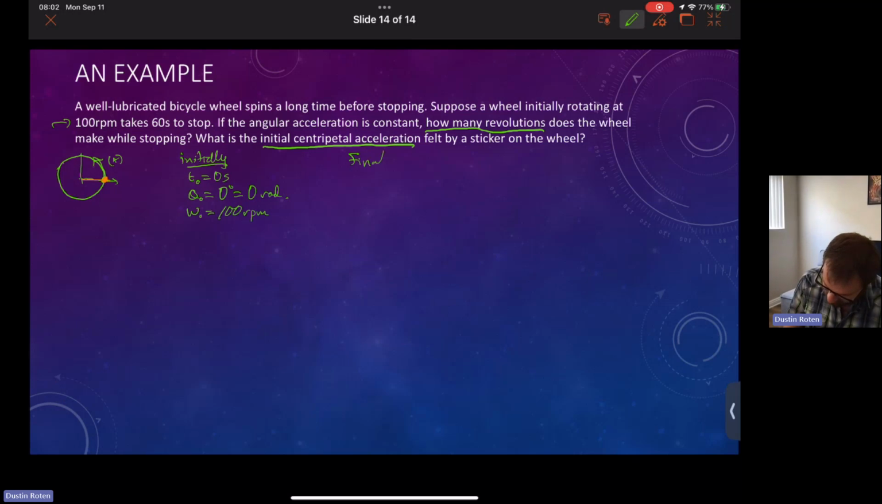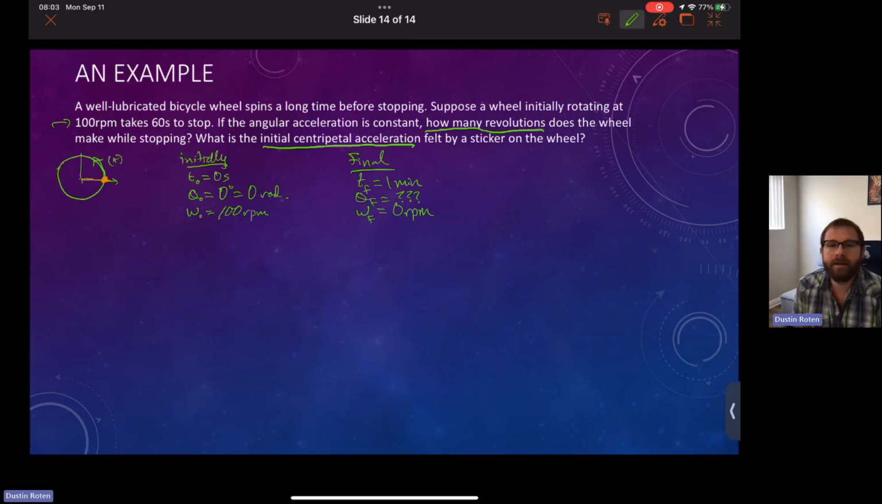So what about my final state? Well, let's see. I know this thing stops after 1 minute, so my final time is going to be 1 minute. Let's see, what else do I know? Well, I know my final velocity. I would hope it's 0 RPMs. It's stopped. But the thing I don't know here is my final angle. That's kind of what we're trying to find. So we need to figure out how to get that final angle.